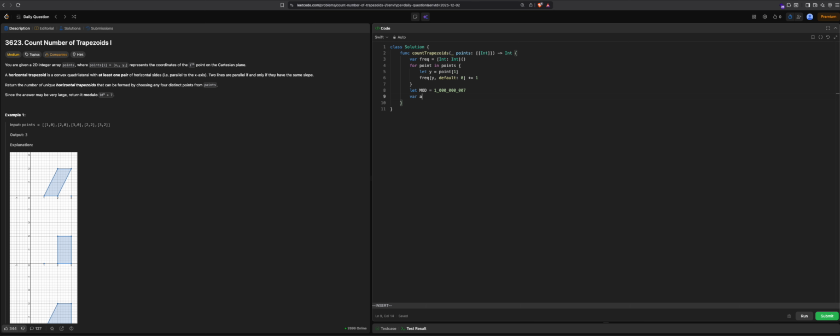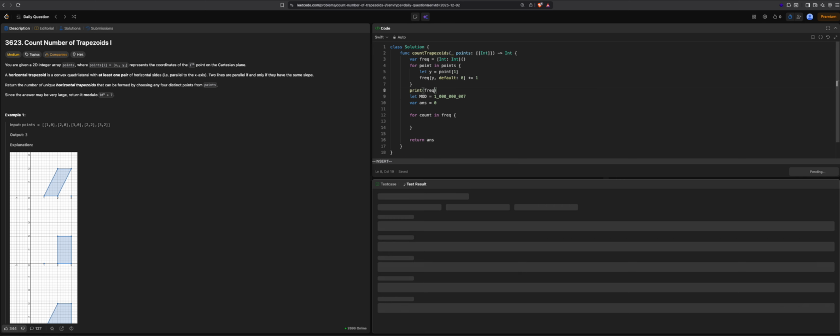And then we will need one variable called answer. That is to calculate how many horizontal trapezoids we can find along the way. Let's call it a count, since we are calculating the points in here. Okay, let's count the frequency, and return answer. Just for the sake of better understanding, I will try to print the frequency in here.